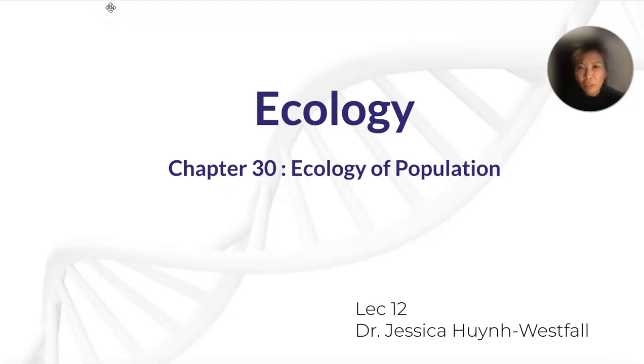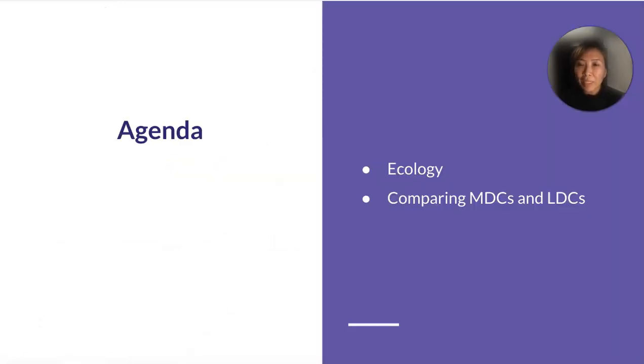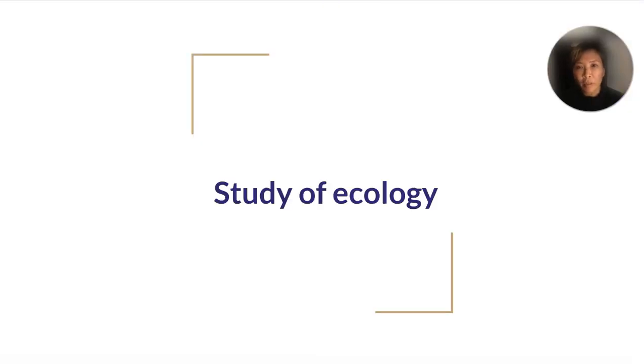Hi everyone, let's talk today about ecology, specifically ecology of population. So this is chapter 30 in the textbook. We're basically going to look at what ecology is and how we define it, and then compare more developed countries to less developed countries and what the trends are that we see with regards to population. So what is the study of ecology?